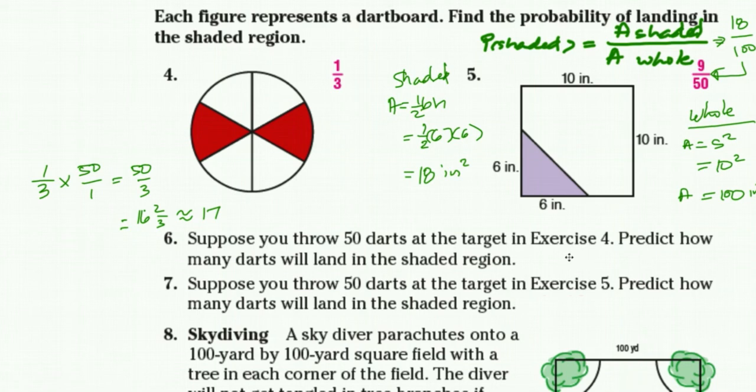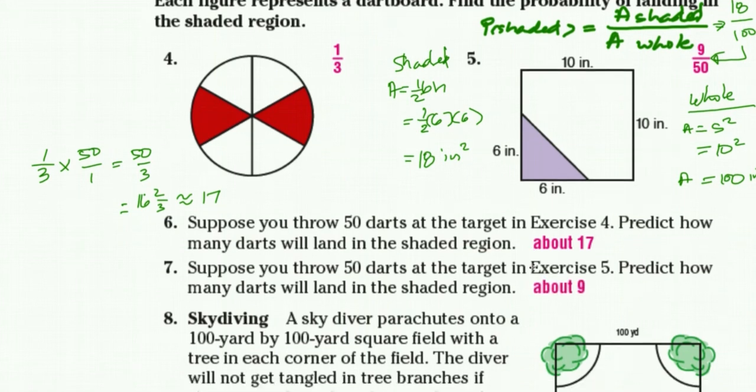Let's see if I'm correct. Of course I'm correct. Okay, and in number 5, if you threw 50 darts, you simply get 9 over 50, and you multiply it by 50 over 1. So 9 over 50 times 50 over 1, you'll end up with about 9 darts will land there.